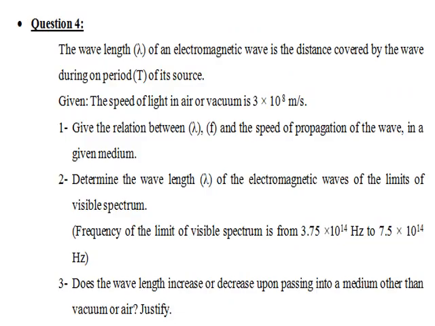Moving to question number 4. The wavelength of an electromagnetic wave is the distance covered by the wave during one period T of its source. Speed of light in air or vacuum is 3 times 10 to the power 8 meter per second. 1. Give the relation between lambda, f, and the speed of propagation of wave in a given medium.